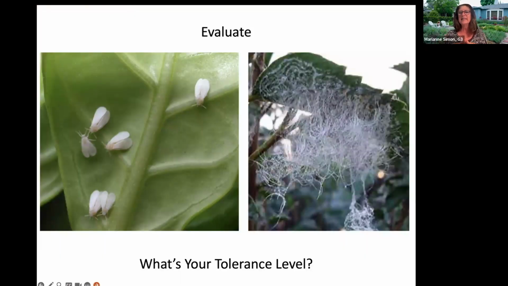Next up is to evaluate how severe the actual problem is. How great is your tolerance? So here we have whiteflies, which can be very annoying. Is it just a few of them fluttering around? Or do you feel like you're walking through a snowstorm every time you go through your garden? And then not forgetting that a few of them are actually food for potentially something else, but we'll be talking about that later.